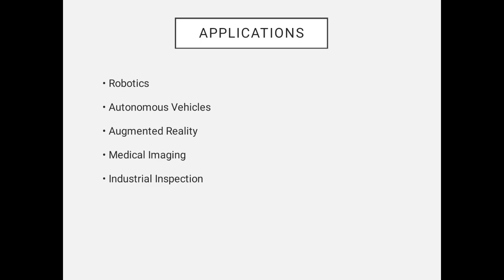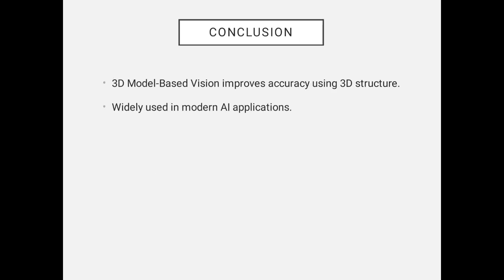To conclude, we can say that 3D model based vision is a powerful technique that uses 3D information to improve object recognition accuracy, and it plays an important role in modern AI systems like robotics, self-driving cars, and augmented reality. So these are all about 3D model based vision.